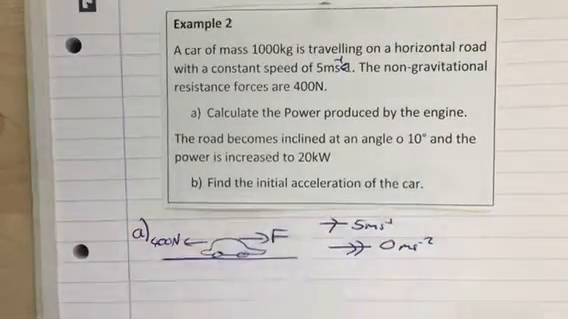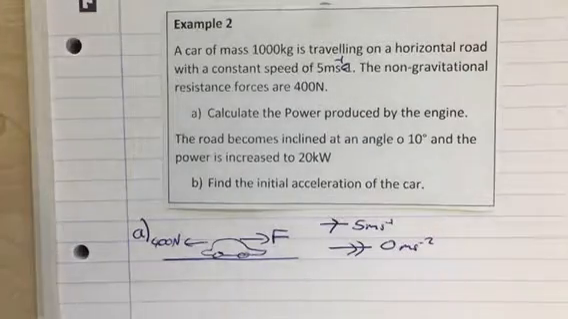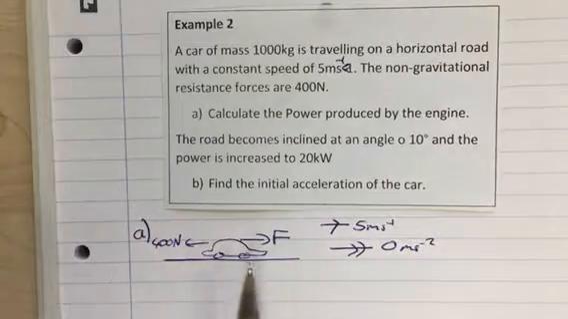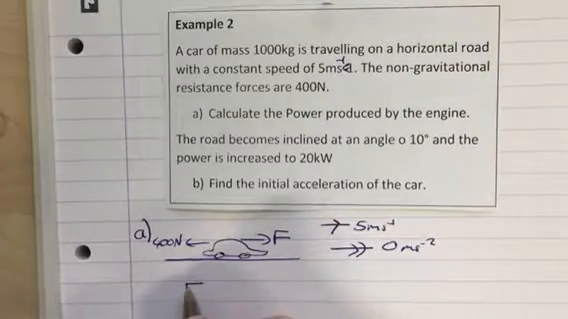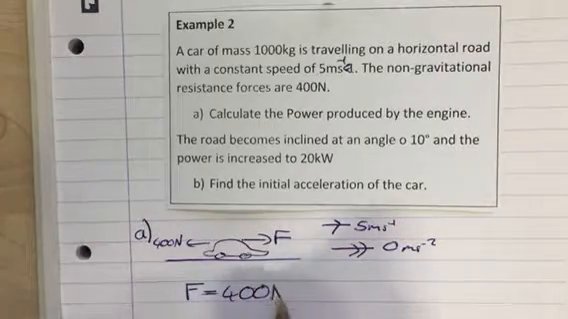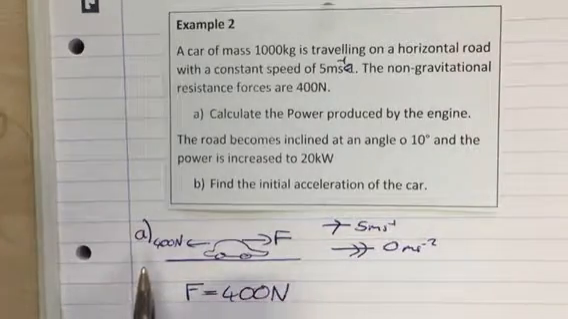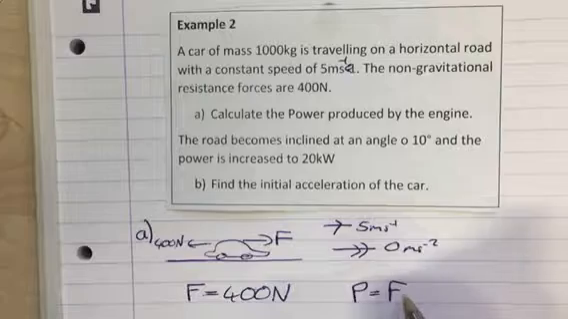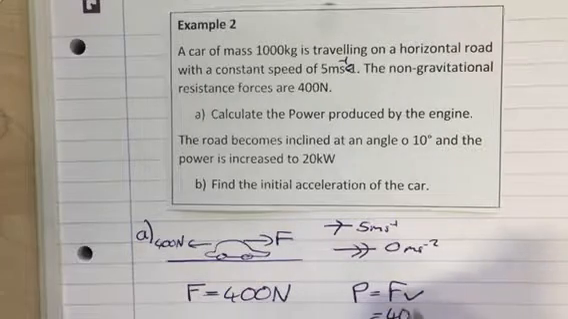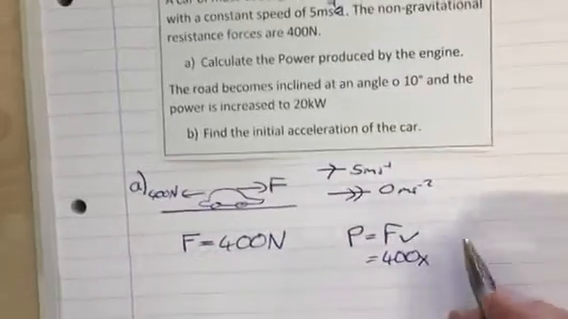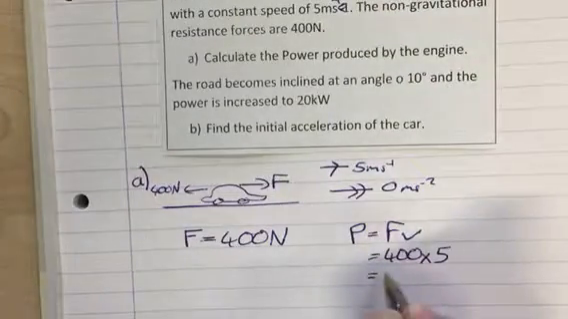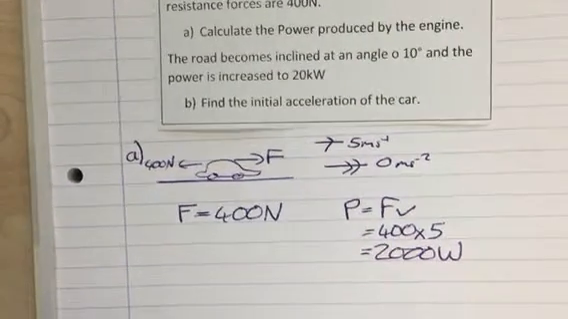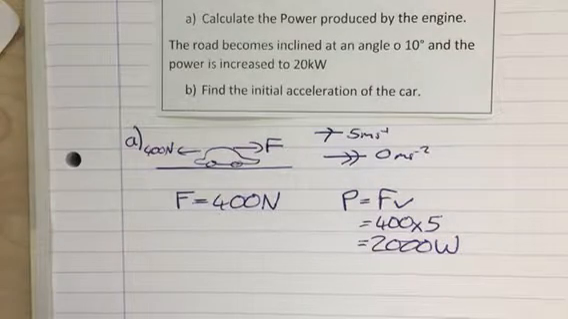Obviously, we've got a force which is coming from the engine. And again, because we've got no acceleration, our forces are balanced. So we know that F must equal 400 newtons. So it's got to equal those resistive forces. Now from there, we can jump straight to our power is equal to force times velocity, which is just 400 times by 5, which gives us 2,000 watts. Okay, nice and straightforward for part A there. So that's the power produced by the car.